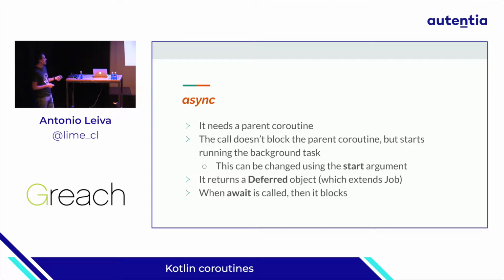And it returns a deferred object. A deferred object is a specialization of the job object that we saw before, which has an extra function that is called await. This await call is a suspending function, so that's the one that will block the coroutine, waiting for the result to be completed, for the call to be completed.